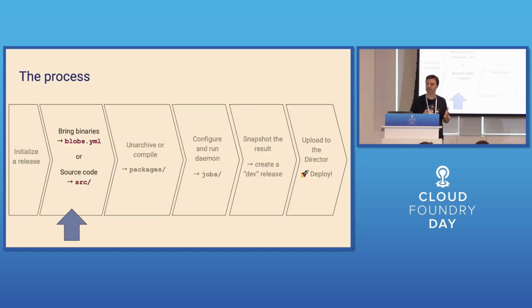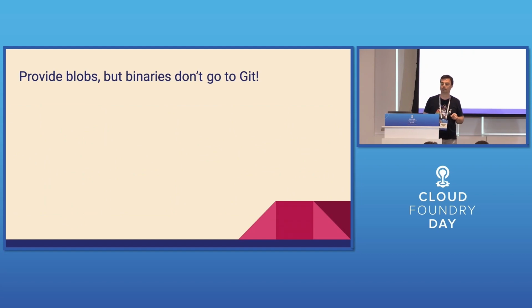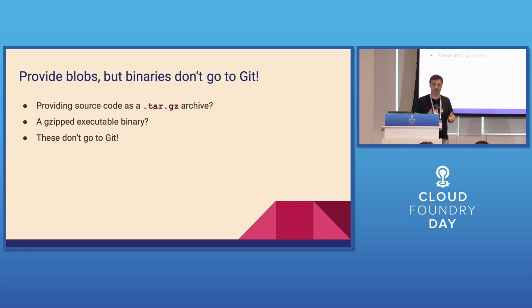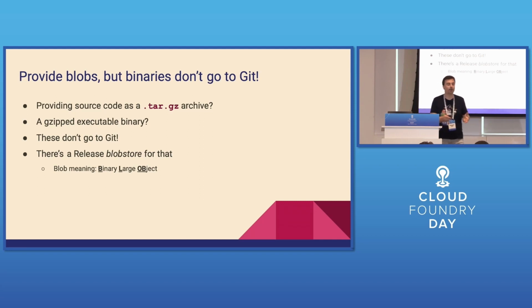Right. Let's continue. And now we need to bring some binaries in and source code possibly, but there we will choose the binaries. We provide blobs for that, but binaries don't go to Git. Whether they are source code in a tar gzip archive or a zipped binary, they don't go to Git. There is a release blob store for that. And it's a storage for blobs. Blobs means binary large objects. Because Git is made for text files, as you know, primarily.